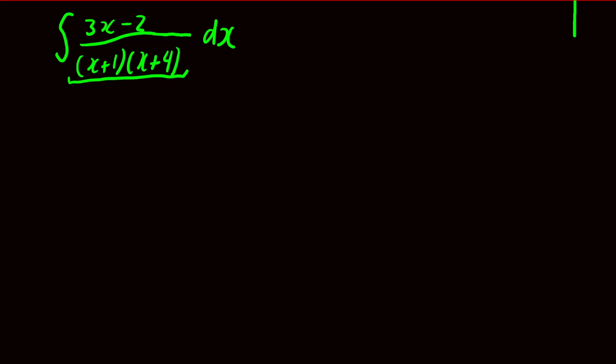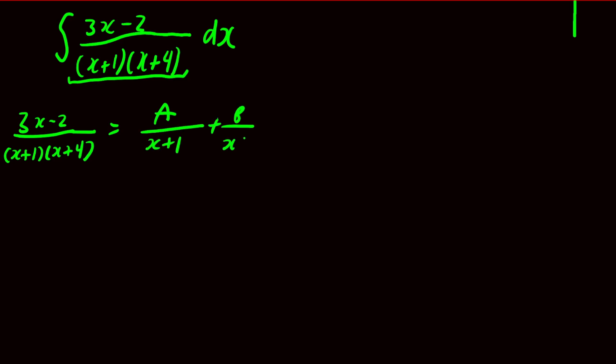I'm going to try to write smaller this time. So, take it out. And obviously, guys, pause the video and try to solve it yourself, and then come back and check your answer. This is just going to be a over x plus 1 plus b over x plus 4. Multiply both sides by the denominator. It's going to be 3x minus 2 equals a times x plus 4.